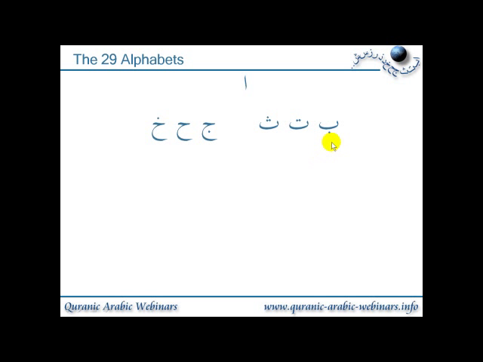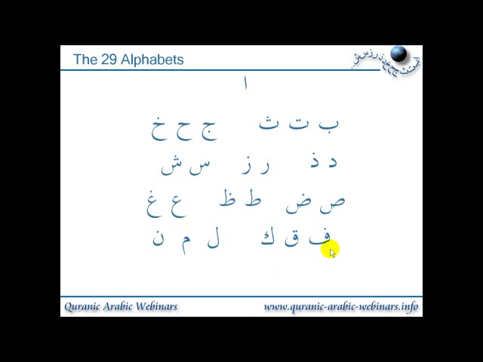Alif, Ba, Ta, Tha, Jim, Ha, Kha, Dal, Zal, Ra, Za, Sin, Sheen, Sod, Dod, Ta, Dha, Ain, Ghain, Fa, Qaf, Kaf, Lam, Mim, Noon, Waw, Ha, Hamza, Ya.